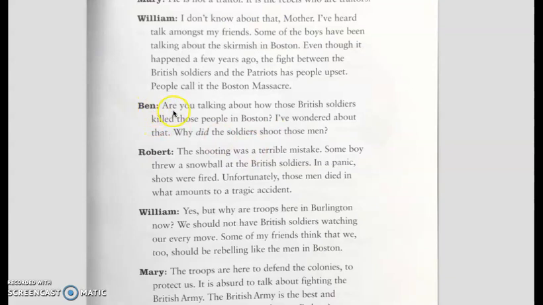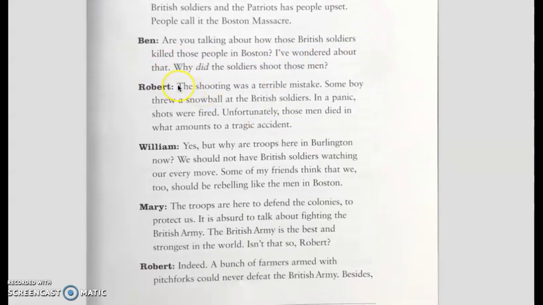Ben. Are you talking about how those British soldiers killed those people in Boston? I've wondered about that. Why did the soldiers shoot those men? Robert. The shooting was a terrible mistake. Some boy threw a snowball at the British soldiers. In a panic, shots were fired. Unfortunately, those men died in what amounts to a tragic accident.